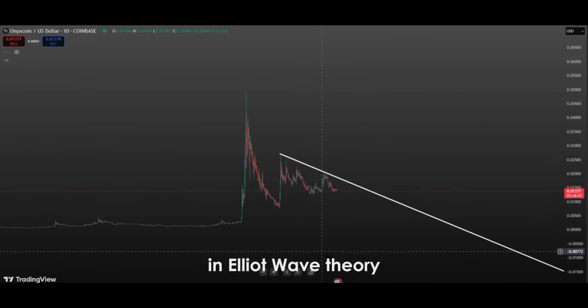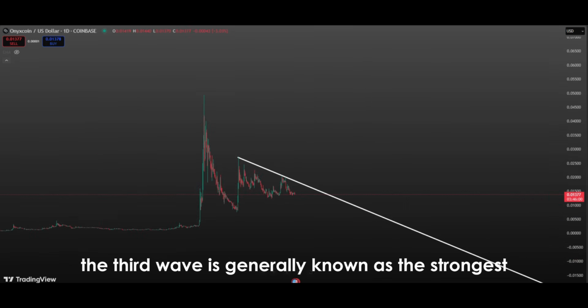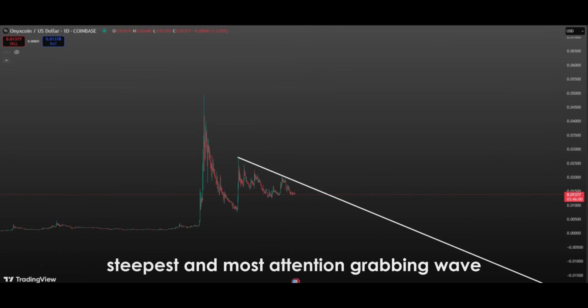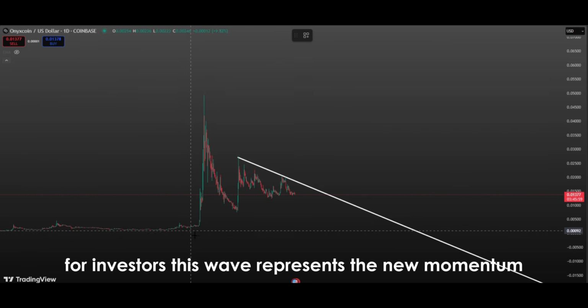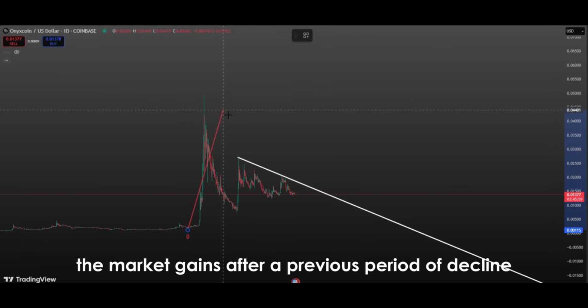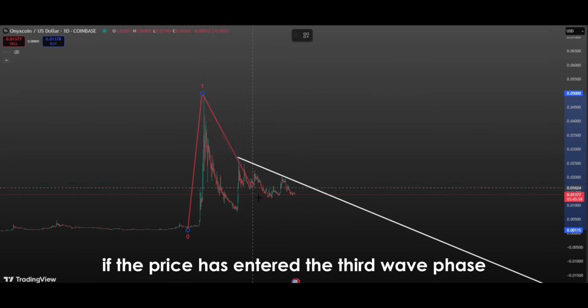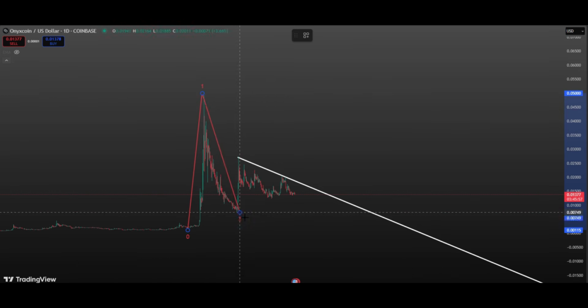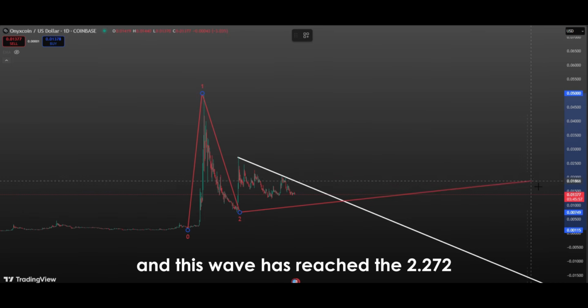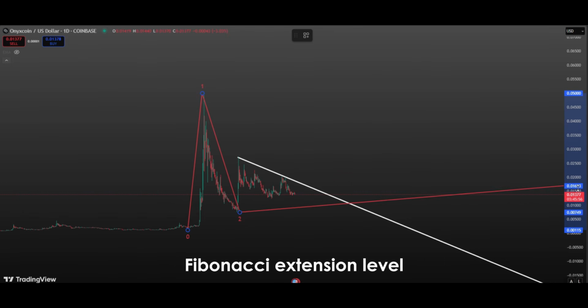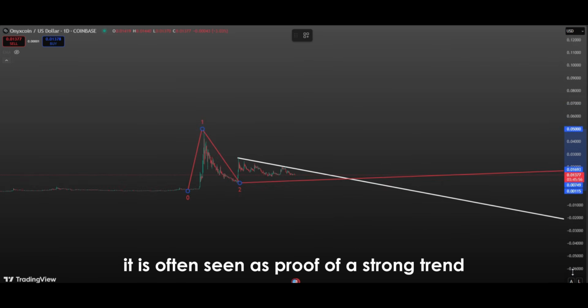Stay tuned. In Elliott wave theory, the third wave is generally known as the strongest, steepest, and most attention-grabbing wave for investors. This wave represents the new momentum the market gains after a previous period of decline or sideways movement. If the price has entered the third wave phase, and this wave has reached the 2.272 Fibonacci extension level, it is often seen as proof of a strong trend.